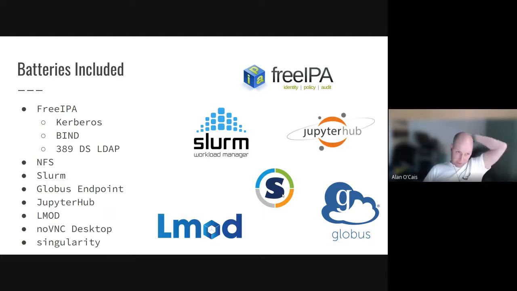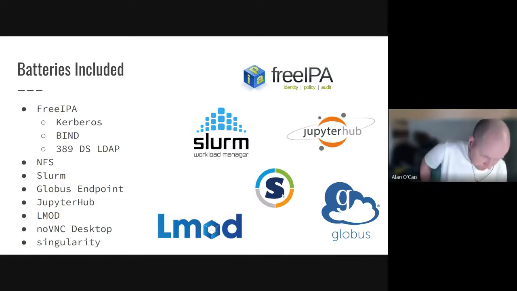So it does come with batteries included. It comes with FreeIPA, which is a way to manage accounts on the systems, and which does support connecting back into LDAP systems as well. NFS, Slurm, and a Globus endpoint. I've never used Globus, so I don't even know what that really means. JupyterHub, LMOD to manage modules, and noVNC, the desktop solution, that works with the Compute Canada software stack, but not with the EasyBuild software stack because we haven't looked into supporting that properly yet. Singularity is also on there, so you can run containers on the system as well.